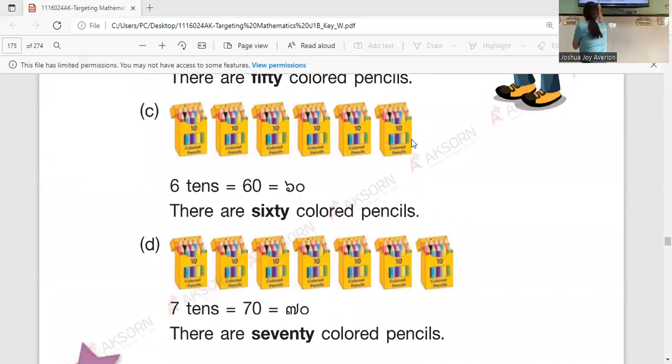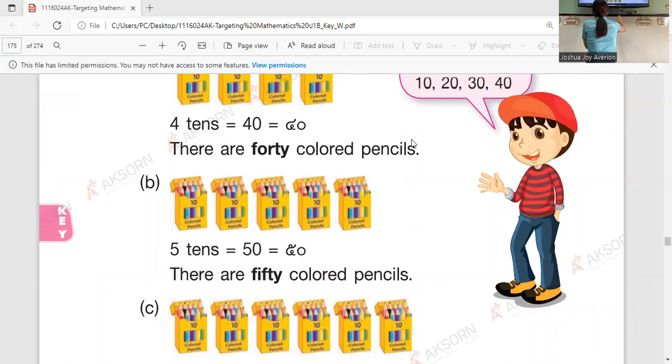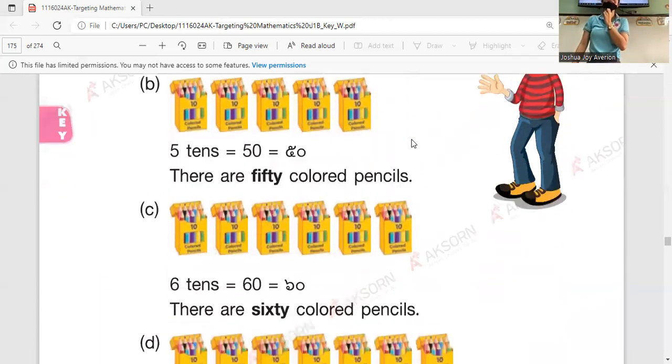How many tens? Everybody, 1, 2, 3, 4, 5, 6. So how many tens? 6 tens. If we have 6 tens, how many is that? 6 tens is equal to 60. What is 60 in Thai? Again? Very good. Now can you spell 60? Very good. 60.